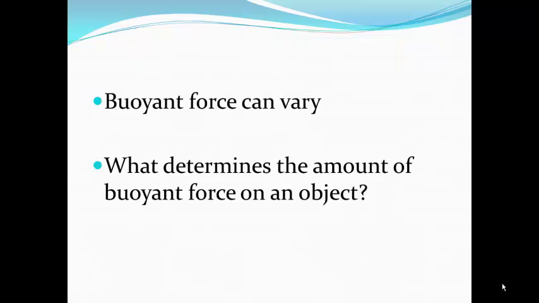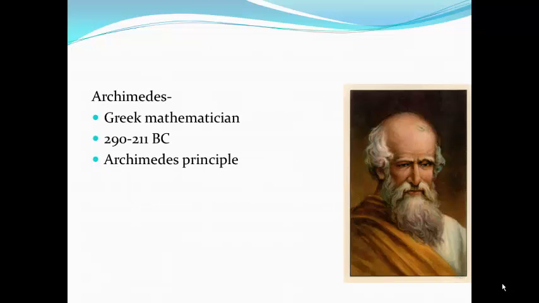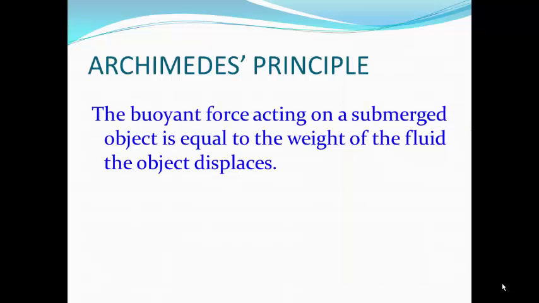Now you've noticed that buoyant force can vary. It's not always the same magnitude of force on every single object. So what determines the amount of buoyant force that acts on an object? In order to answer that question, we have to go back a couple of thousand years to a Greek mathematician whose name is Archimedes. Archimedes lived in the 200s BC, and he came up with a principle called, of course, Archimedes' principle. What his principle says is that the buoyant force acting on an object in a fluid is equal to the weight of the fluid that the object displaces.